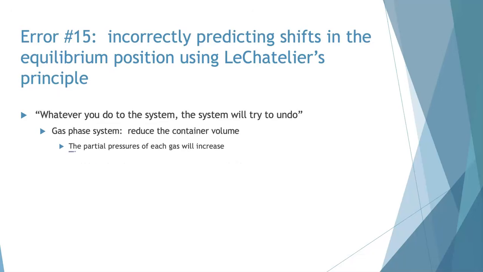If you've got gas phase systems, you might be, say, reducing the container volume, and that means the partial pressure of each gas is going to go up. As a result, the system is going to proceed in the direction that will relieve the stress. If the pressures have gone up, I'm going to go to the side that has less pressure, which would be the side that has fewer moles of gas.